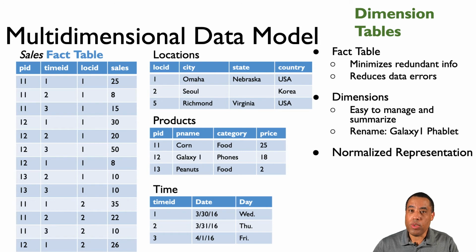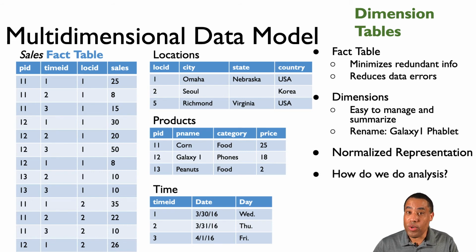We also have a normalized representation here. We don't have to worry about someone, what do they do when they try to enter Seoul and there's no state associated with it. We don't have to worry about that. We've decided ahead of time with our dimension tables how we're going to represent each of the components of the fact that appears in our fact table.